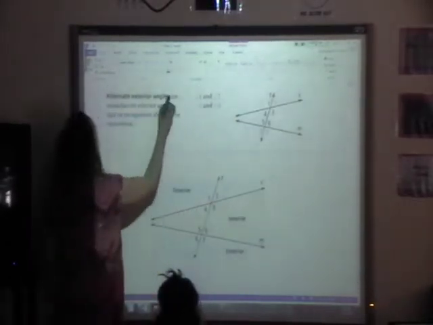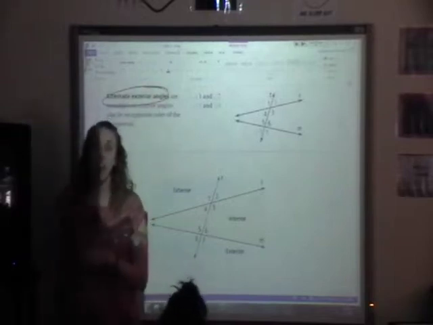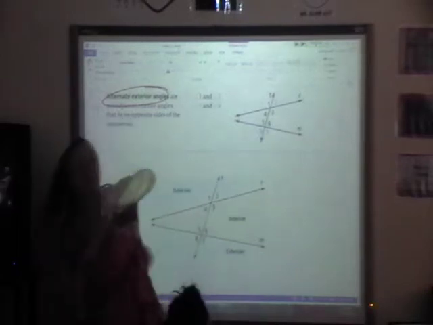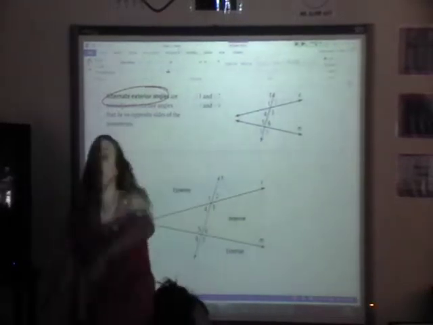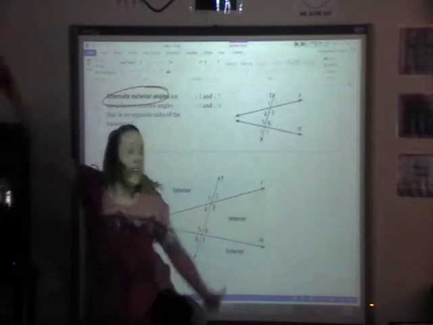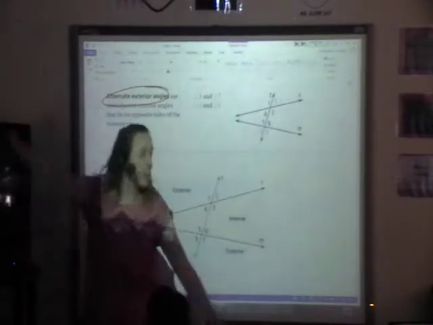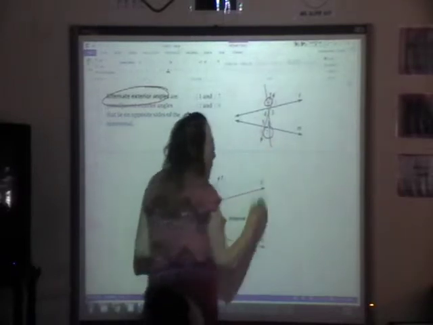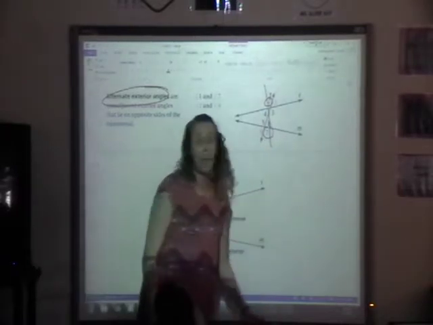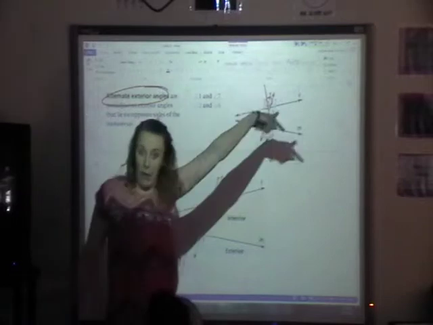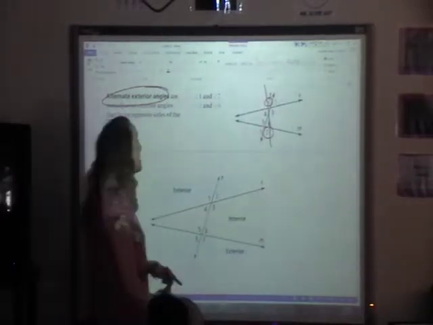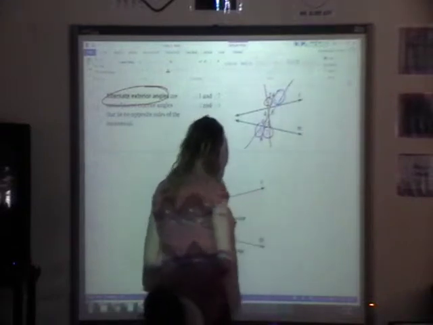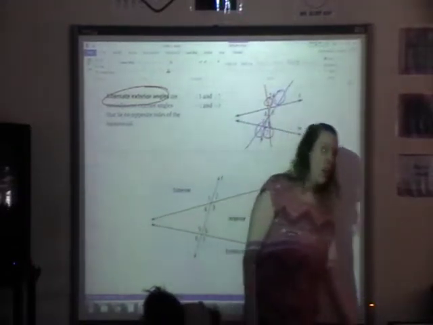Alright, the last one. Alternate exterior angles. So we talked about alternate interiors, that's inside opposites. So what do you think alternate exterior is going to be? Outside opposites, right? We're talking about the outside of my lines, not about the inside. So 1 and 7, they are opposites of each other. They're talking about the outside. So that also means that our 2 and 8 share a relationship together.